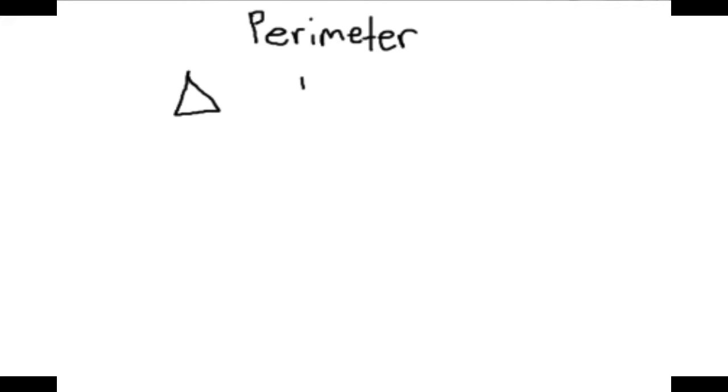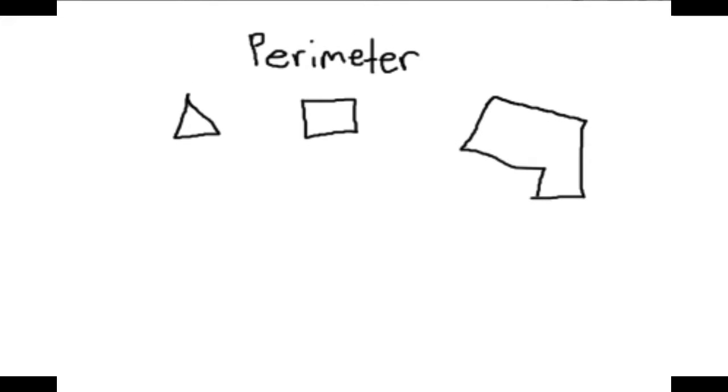Hello, wonderful person. In today's video, we will be talking about perimeter. P-R-I-M-E-T-E-R. Perimeter. And the perimeter is simply the distance around a two-dimensional figure, whether it's a triangle, rectangle, or some weird shape. Basically any two-dimensional figure could have a perimeter, and it's simply the distance around it.